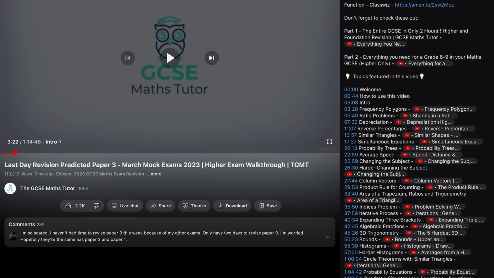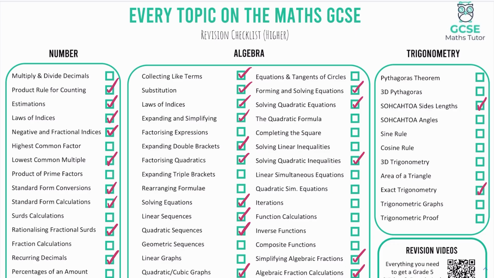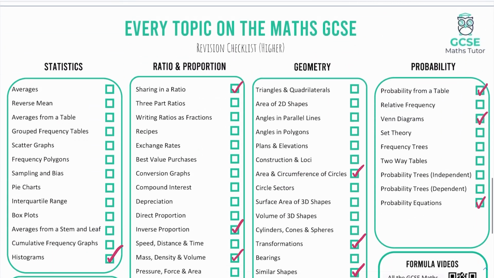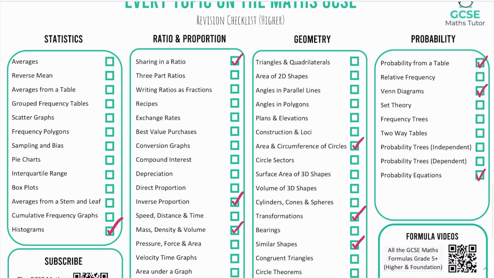So before we get started on the video, I'm just going to show you the checklist. So here is my checklist that you can download from the description like I showed you, but I just wanted to show you some of the rationale behind the choices of the topics in this video. So obviously there's a lot of topics that can appear across the 3 papers. So what I've done is I've gone through the checklist and I've picked off a huge variety of those topics, as you can see. Loads of the topics from number, algebra, some of the trigonometry topics, and then also we've got some topics from geometry, probability, ratio and proportion, and obviously from statistics there we've got a histogram on this one like you can see.